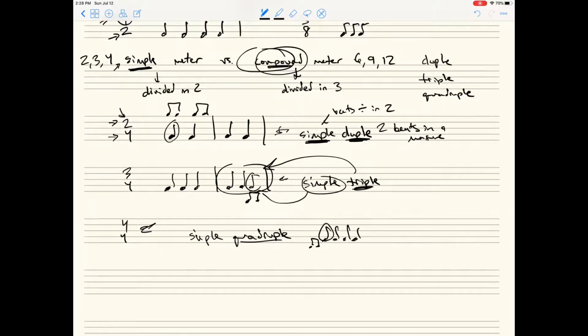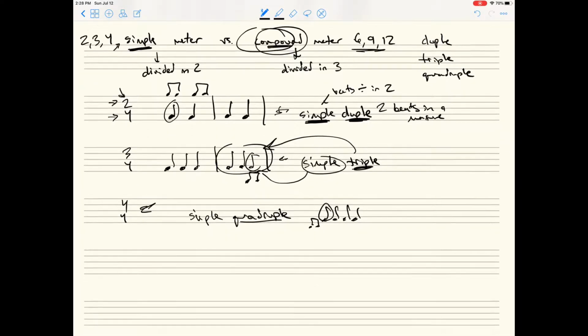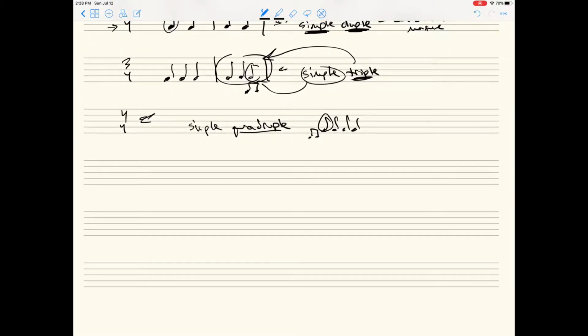So again, compound, we're going to have 6, 9, and 12 in the top. So let's start with 6. 6/8. Probably seen this time signature before. This means that we have 6 eighth notes.